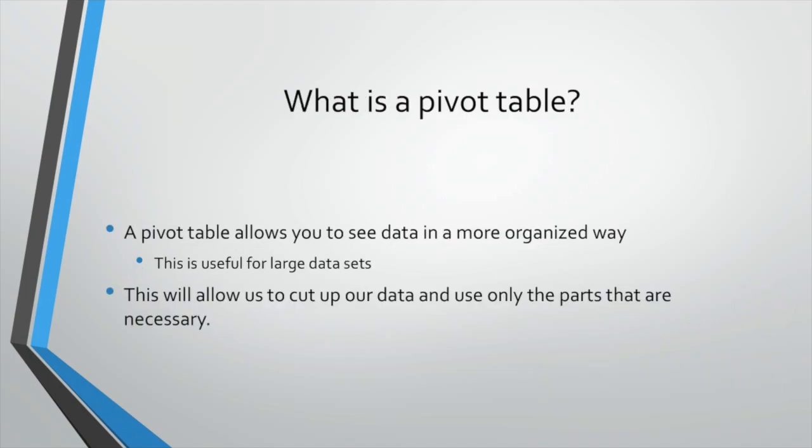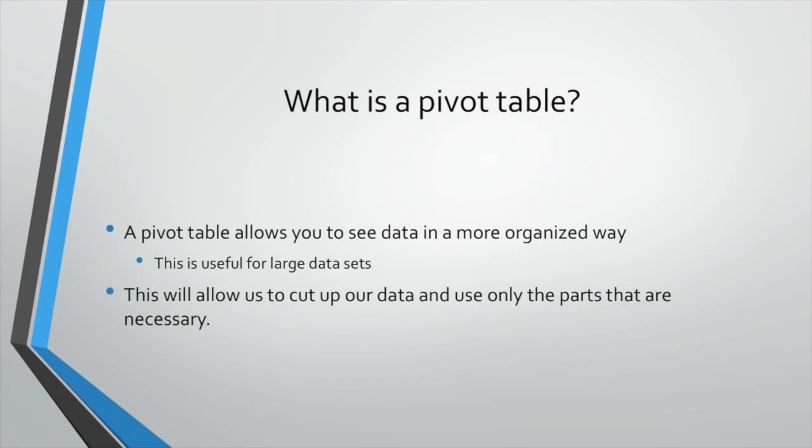So what is a pivot table? A pivot table allows you to see data in a more organized way, and this is particularly useful for large data sets. And when I mean a large data set, I mean anywhere from 10,000 to 100,000 line items. Because, for example, if you're working for a large company, then you may have information that you pull out of your ERP system as a data dump. And you need to be able to go through and filter that data and do something meaningful with it.